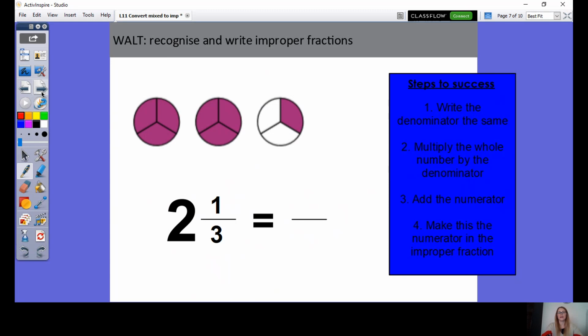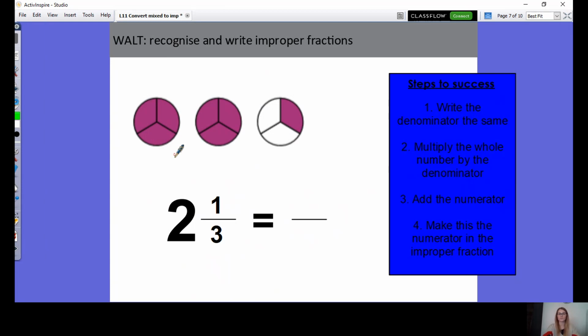So again, we've got the representation now. We've got 2 1/3 this time. So we've only had 1 whole so far. So let's look if we can do it with 2. So first of all, I need to write the denominator. My denominator is going to be 3. Well done if you've got that so far. Try and do it with me so that you're feeling confident.